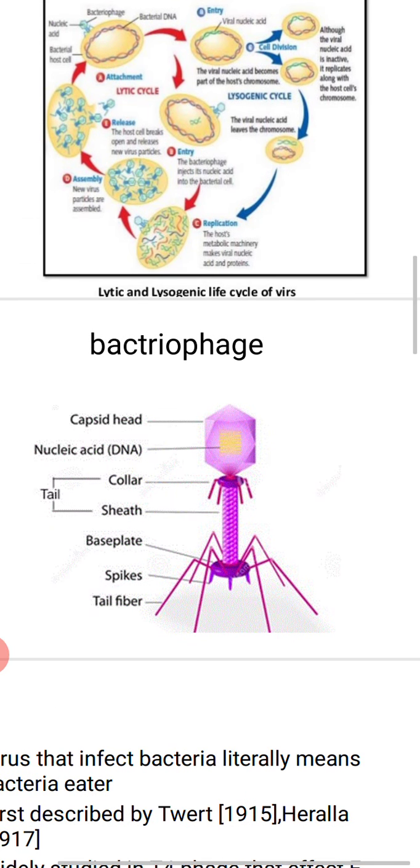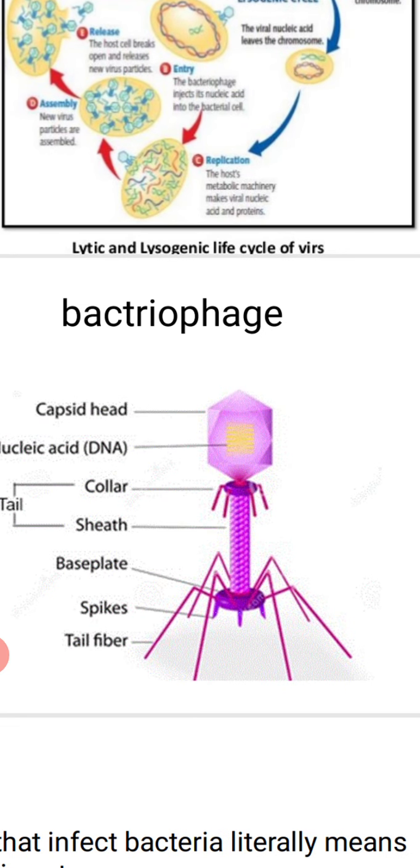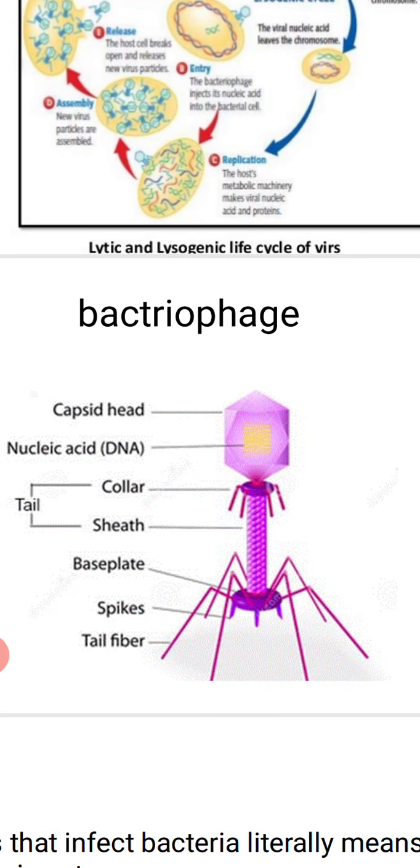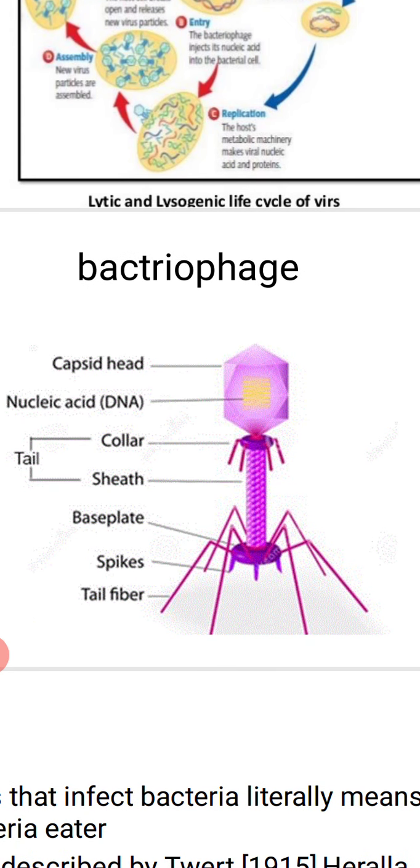So, bacteriophage. Its structure is here. It has a head, the capsid head. In it, the DNA, the nucleic acid, is seen, and there is a collar and the sheath, and there is a base plate attached to it. These are the tail fibers, which help to attach to a bacterial cell. And then there are spikes. So this is the structure of the bacteriophage.